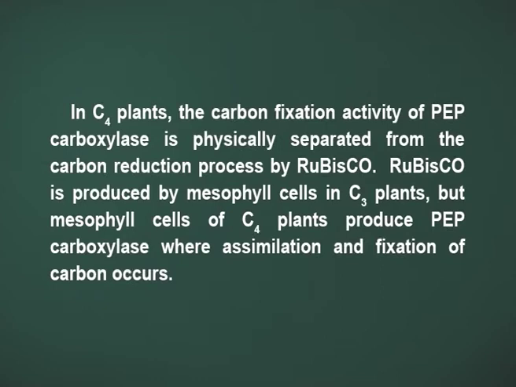In C4 plants, the carbon fixation activity of PEP carboxylase is physically separated from the carbon reduction process by Rubisco. Rubisco is produced by mesophyll cells in C3 plants, but mesophyll cells of C4 plants produce PEP carboxylase, where assimilation and fixation of carbon occurs. Carbon reduction by Rubisco, which is isolated from mesophyll cells, occurs in the cells surrounding the vascular bundle known as bundle sheath cells. Since the bundle sheath cells are not directly exposed to air, the oxygen concentration is low.